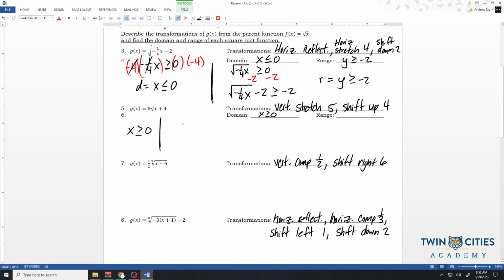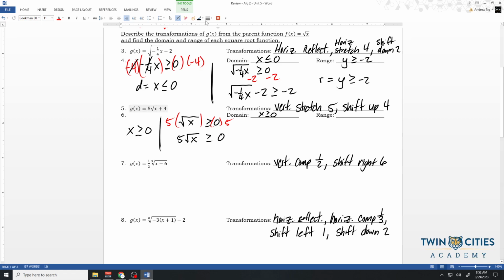For the range, I set the entire square root here, square root of x, greater than or equal to 0. And I want to build up the function so that it reads the same as g of x. So what's missing? I'm missing a 5 on the outside, so I'm going to multiply this by 5, and I'm going to multiply this side by 5. Okay, so 5 times the square root of x is greater than or equal to 0 times 5, which is still 0.